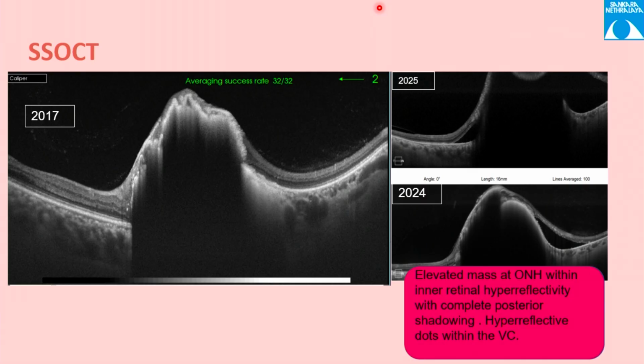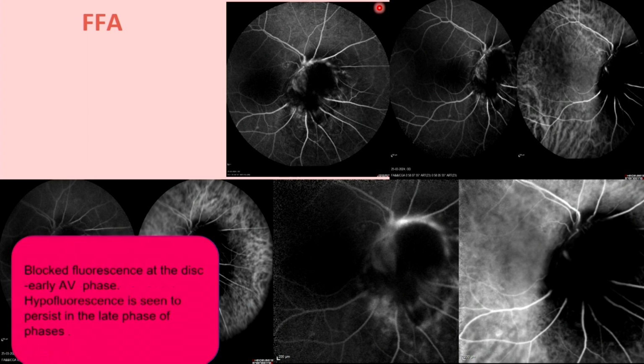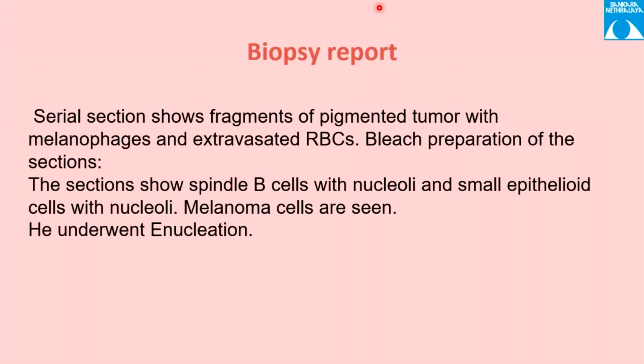Even on OCT, you can see that the lesion has increased. There is an elevated mass at the optic nerve head with inner retinal hyperreflectivity and complete posterior backshadowing. FFA was done, which showed a blocked hypofluorescence at the disc, which was persisting in all the phases. And then a biopsy was done for this patient.